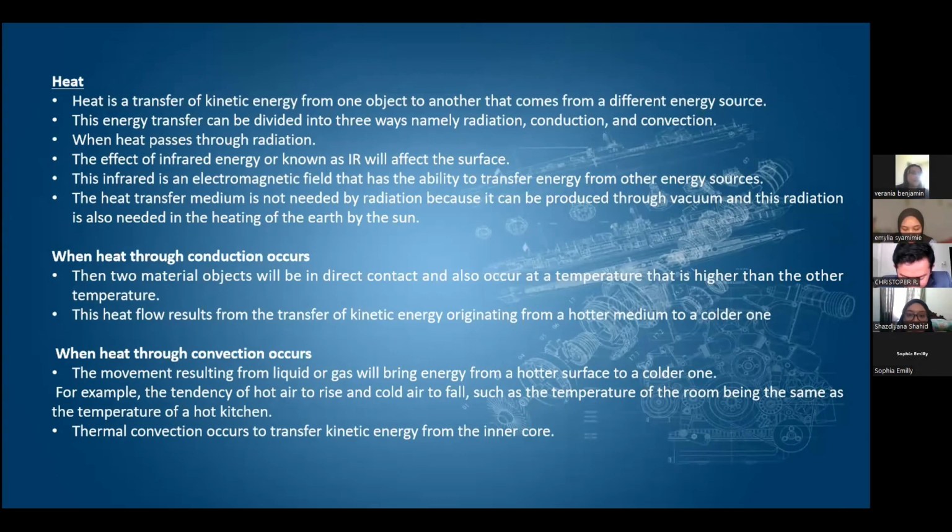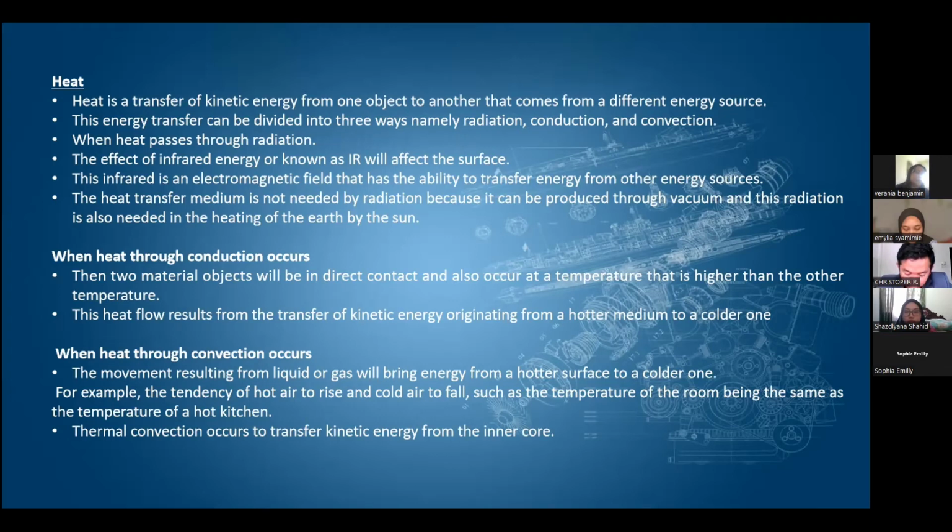The heat transfer medium is not needed by radiation because it can be produced through a vacuum, and this radiation is also needed in the heating of the earth by the sun. When heat passes through conduction, the two material objects will be in direct contact, and it also occurs at a temperature that is higher than the other temperature. This heat flow results from the transfer of kinetic energy from the hotter medium to the colder one.